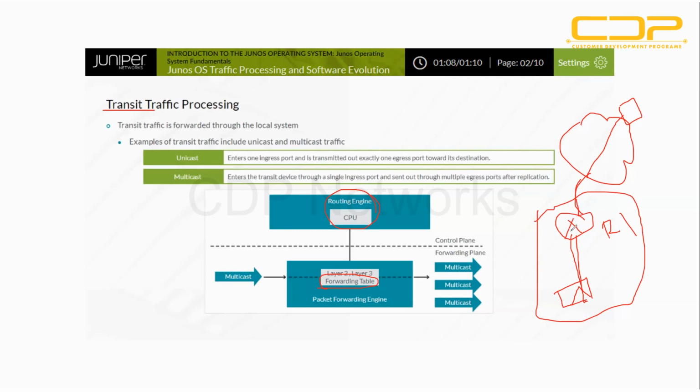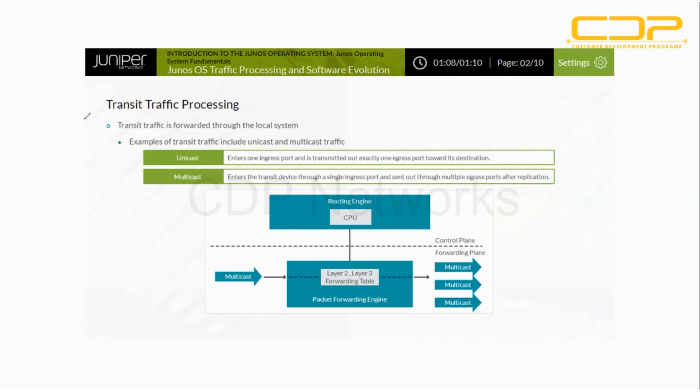For exception traffic, only the CPU is involved to maintain this packet, to control this packet. Okay. So just see here the transit traffic processing. Transit traffic is forwarded through the local system. For example, you can consider unicast traffic, you can consider multicast traffic. Okay.